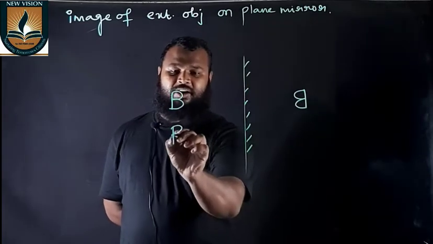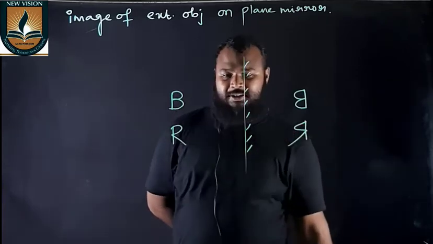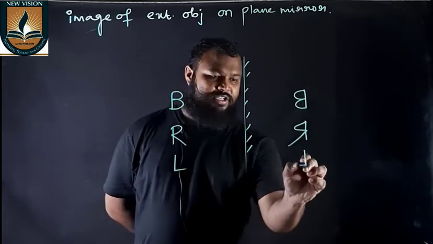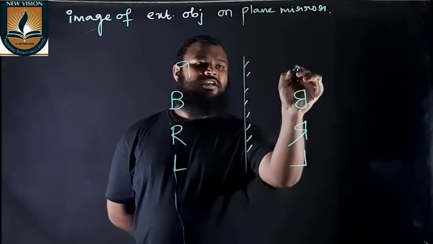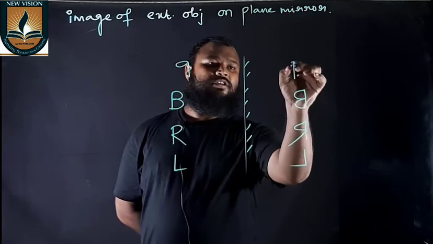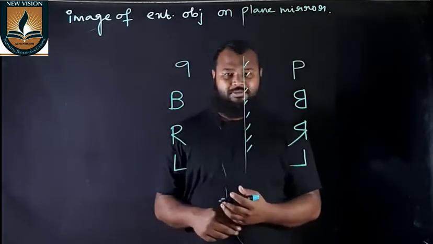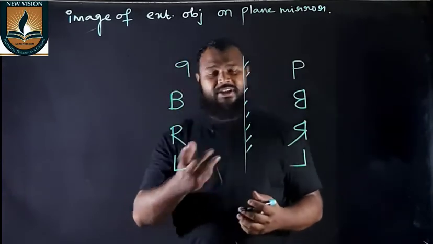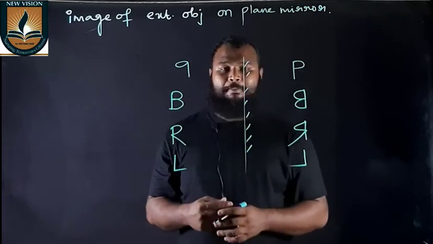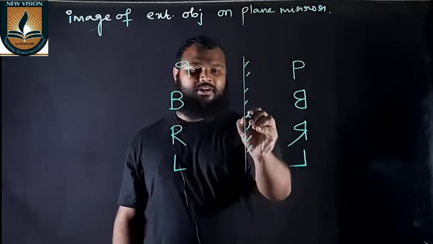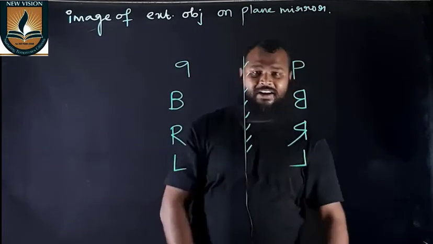Suppose you take R, then you have R in this way. These are mirror images. Suppose you take L, you see this. You write 9, you see it as P here. So this is how the images are formed for extended object. So this is the formation of image in front of plane mirror or for plane mirror. So object is placed in front of plane mirror, image is formed behind the mirror.